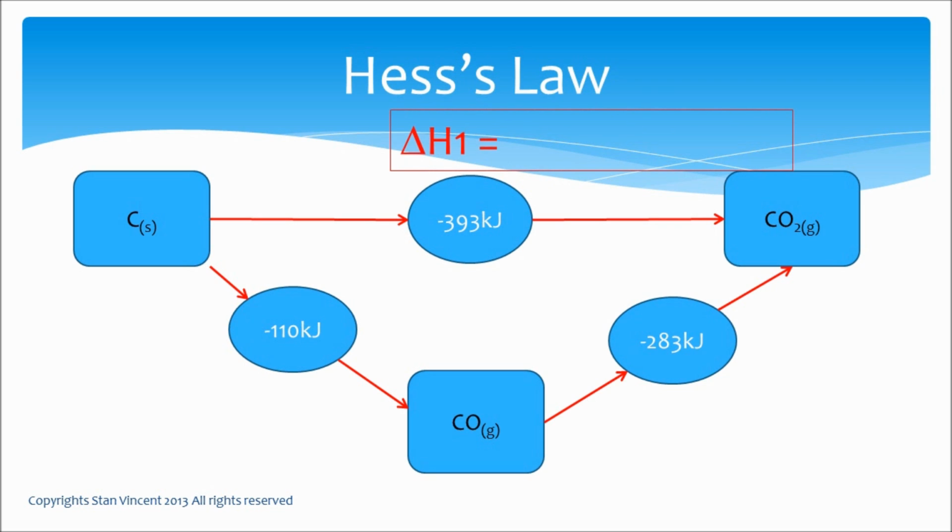Or we can look at it this way. Let delta H1 be the enthalpy change for the reaction in a single step. Let delta H2 be the enthalpy change for the reaction in which you convert carbon to carbon monoxide, and delta H3 will be the enthalpy change for converting carbon monoxide to carbon dioxide, and delta H1 is equal to delta H2 plus delta H3. So mathematically this is true. So we can use the concept of Hess's law to determine the enthalpy changes of reactions which we normally cannot perform in a lab environment.